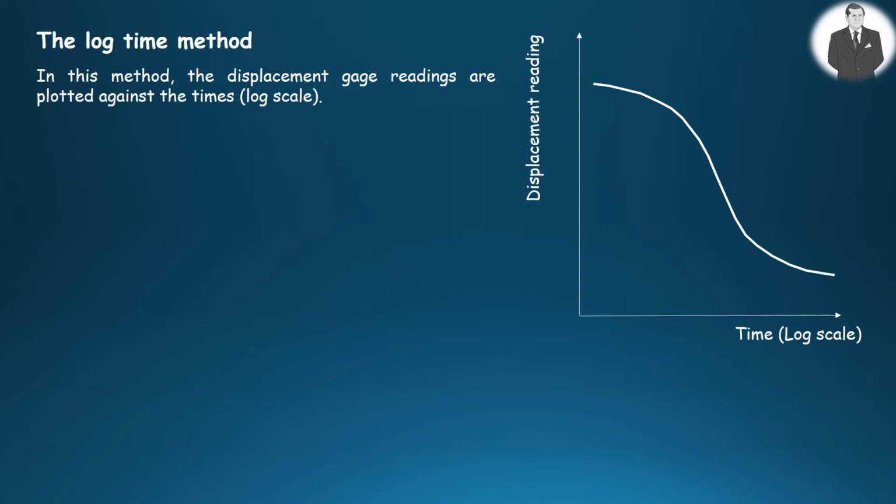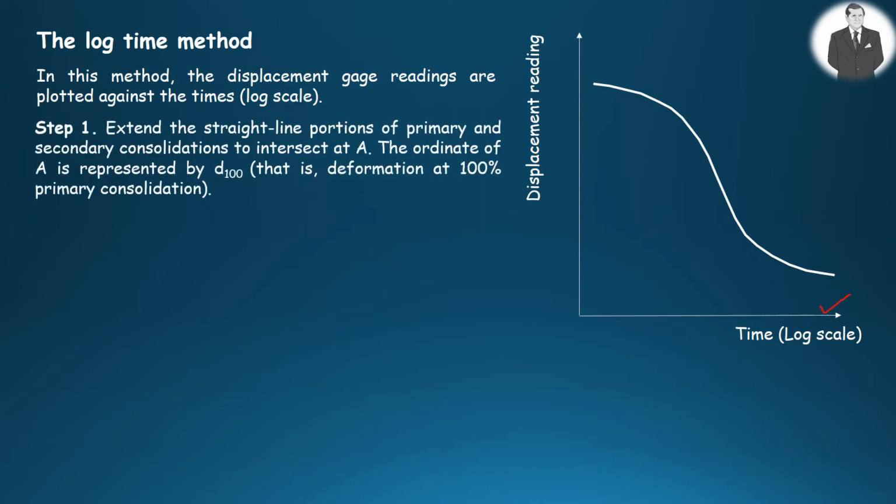In the log time method, the displacement gauge readings are plotted against the times using semi-logarithmic scale as shown in the figure. The first step is to extend the straight line portions of primary and secondary consolidations to intersect at A. The ordinate of A is represented by d sub 100, which is the deformation at 100% primary consolidation.